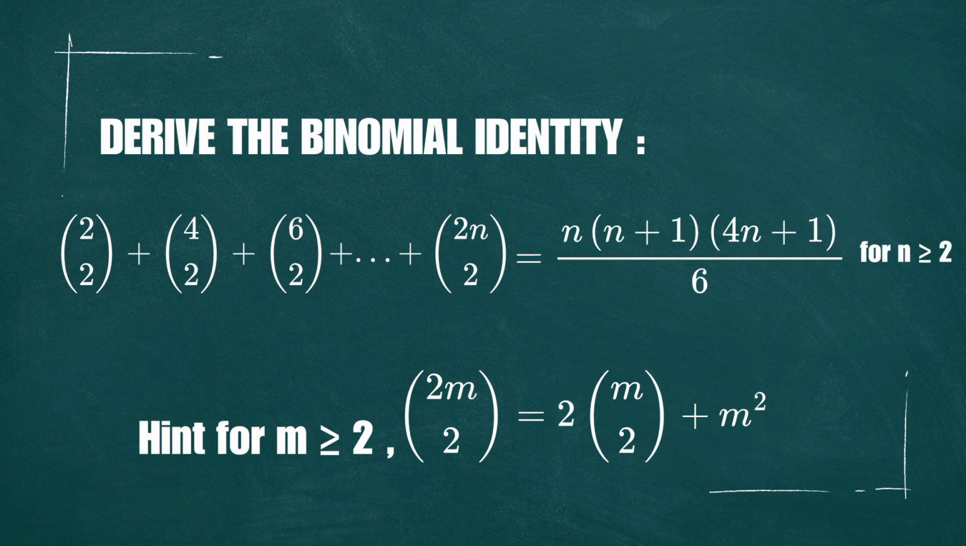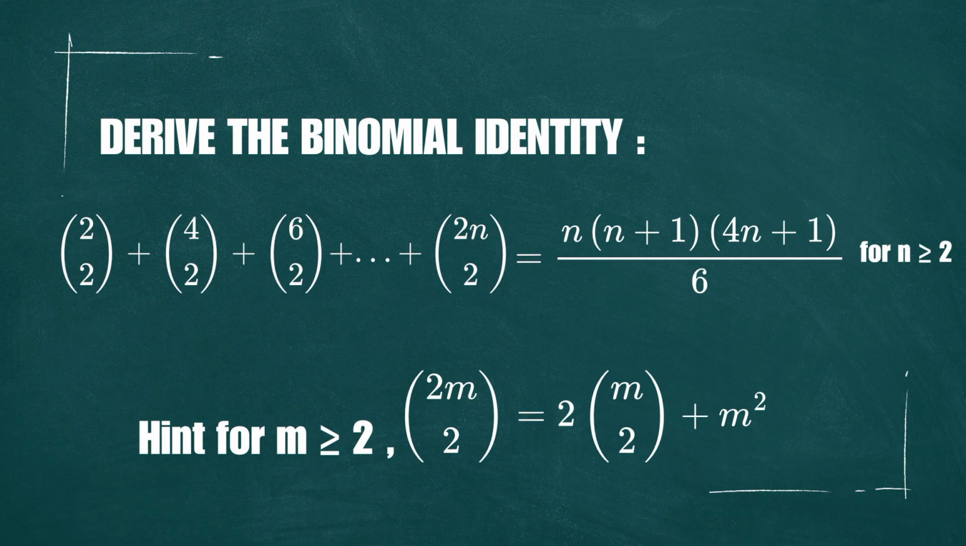Hello everyone. In this task, we are here to derive a binomial identity involving a summation of binomial coefficients with even upper indices. Specifically, we aim to prove the closed form expression for the sum of (2 choose 2) plus (4 choose 2) plus (6 choose 2) plus ... plus (2n choose 2) is equal to n(n+1)(4n-1)/6, for n greater than or equal to 2.